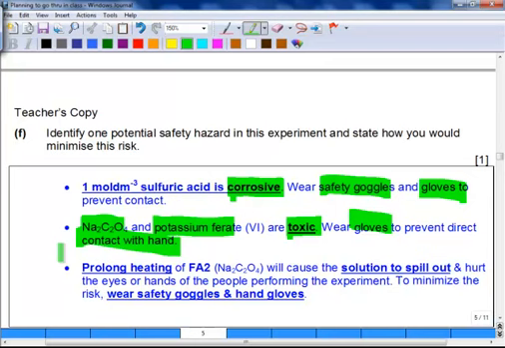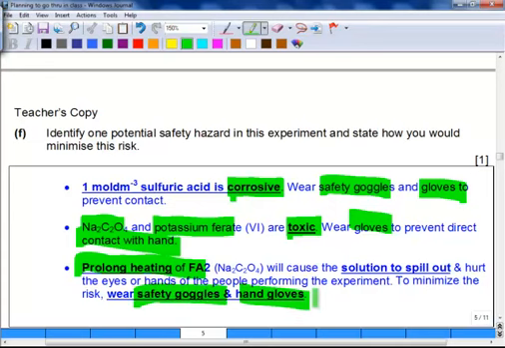Another part is you may have prolonged heating. Prolonged heating will cause the solution to bubble over, and you can cause scalding. So again, you can just wear safety goggles and gloves. So you notice every precaution is the same. Just wear goggles and gloves, but your reasoning is different. Maybe one is corrosive, one is toxic, or you have prolonged boiling, you need it to spill over. Out of these three, just one.